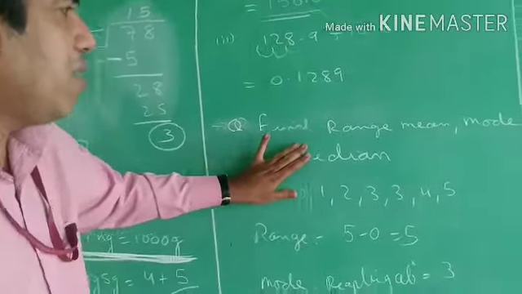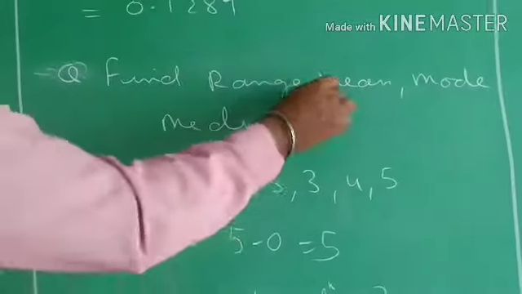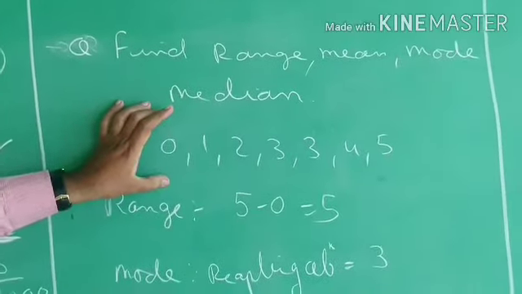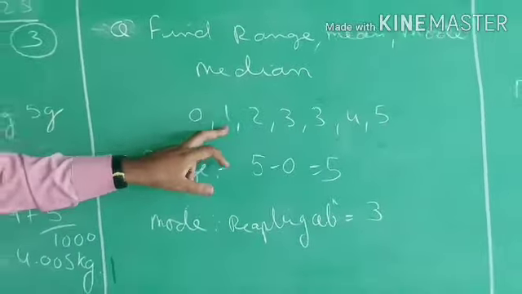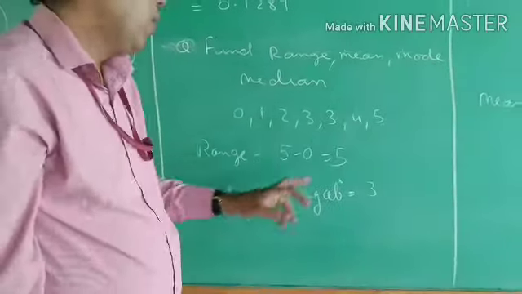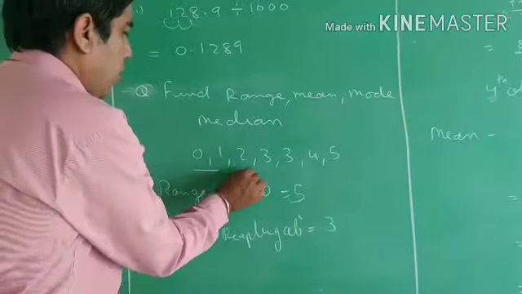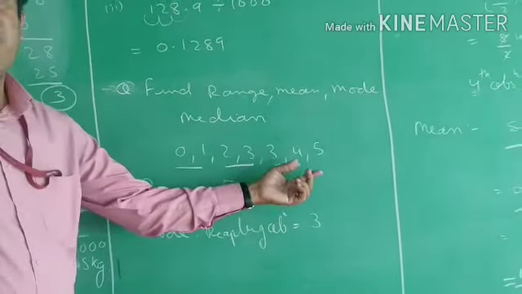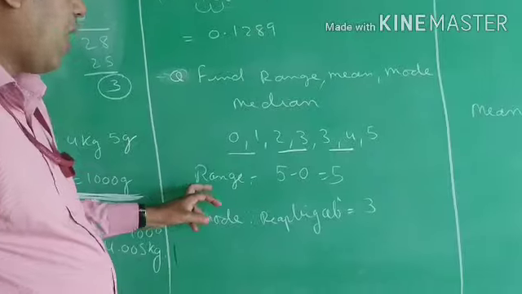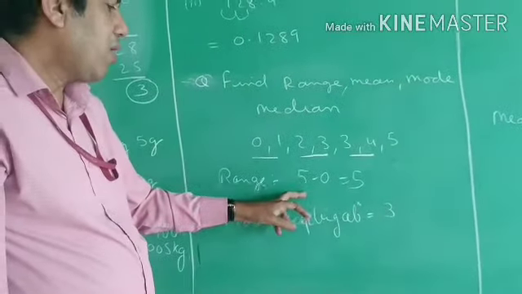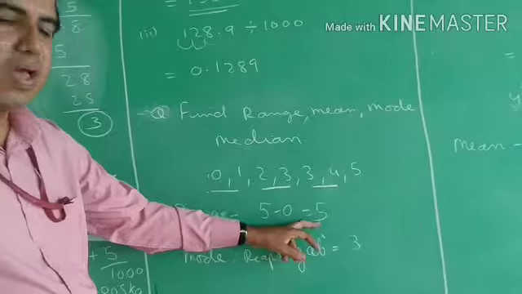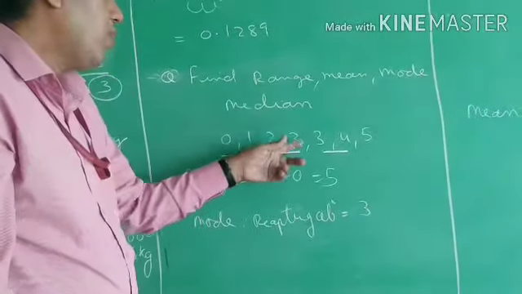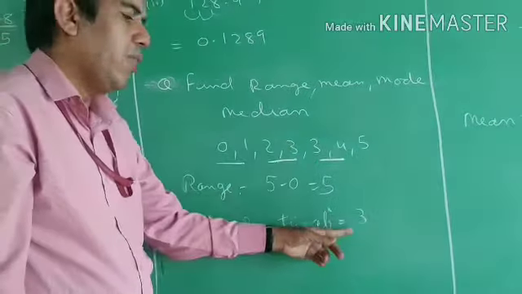Now, find the range, mean, mode and median. I have taken the example from my side, it is not from the book, so that it will be easy for you to understand. I have taken the numbers 0, 1, 2, 3, 3, 4, 5. You can see how many are there: 2 plus 2 plus 2 and 1, it is 7. Now range is highest minus lowest. What is the highest here? 5 minus 0, the answer is 5. And mode is the repeating observation. You can see 3 is repeating, so the answer is 3.